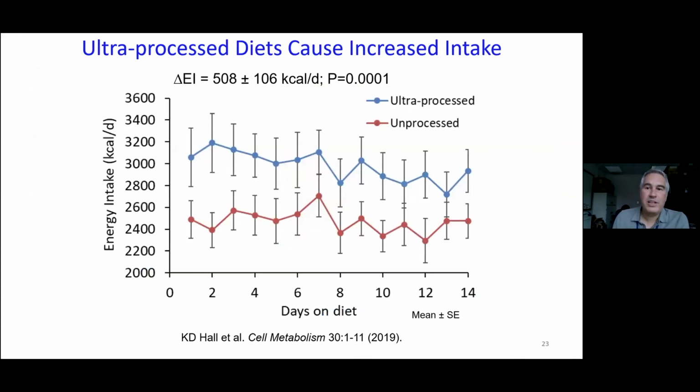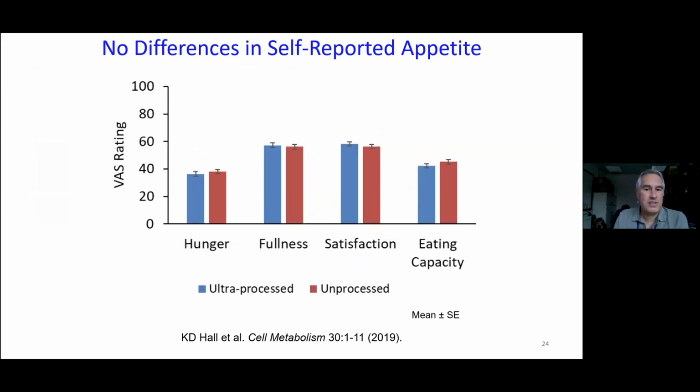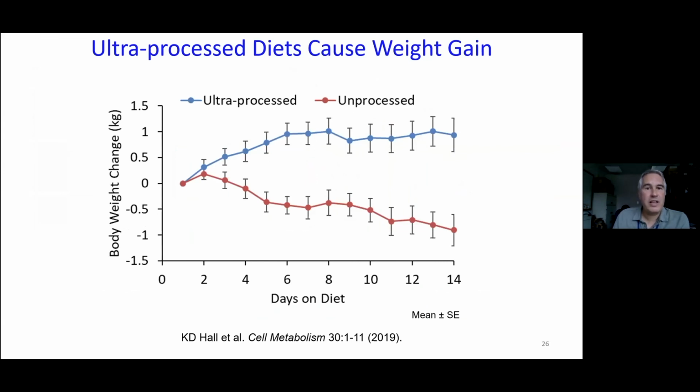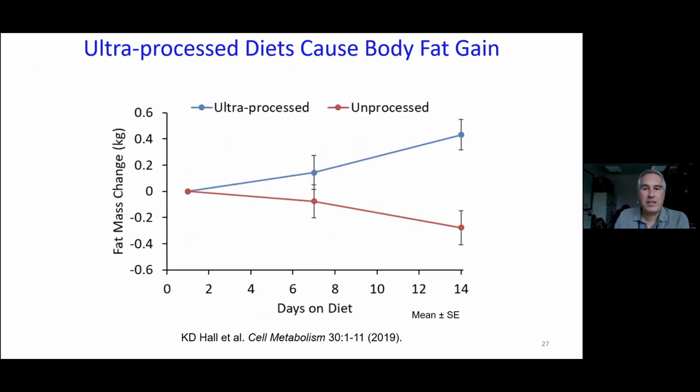And so here's the main result, which was that during the ultra processed diet, of which 80% of calories came from ultra processed foods, people spontaneously overate by 500 calories per day more than during the unprocessed diet, which had 0% of calories from ultra processed foods. They did not report any differences in hunger, fullness, satisfaction, or eating capacity. They didn't report significant differences in pleasantness or familiarity. And in fact, during the ultra processed diet, these folks gained weight, whereas during the unprocessed diet, they lost weight, and the weight gain and weight loss was also reflected by accumulation or loss of body fat, according to DEXA.